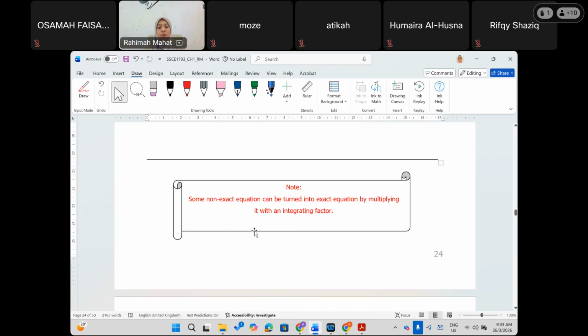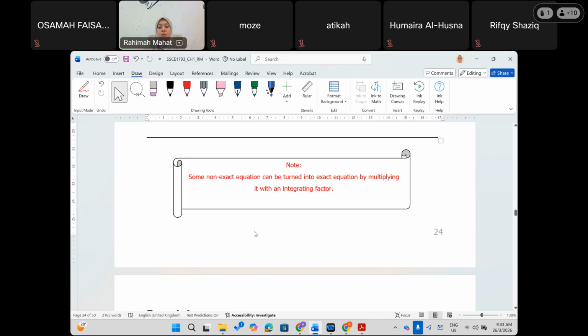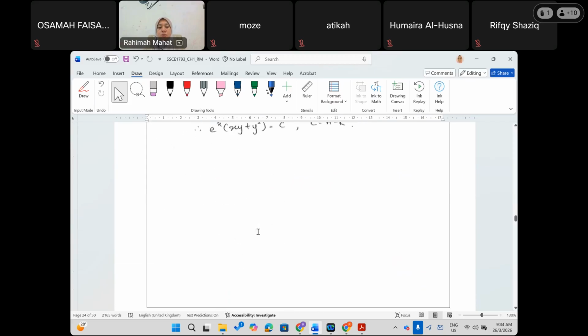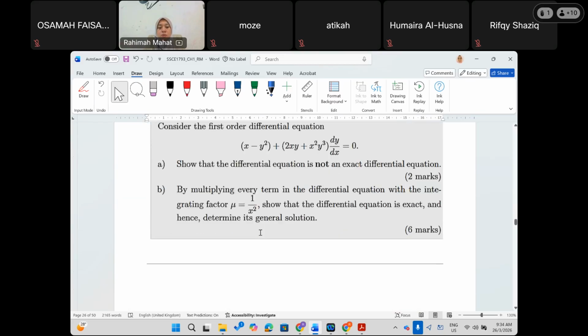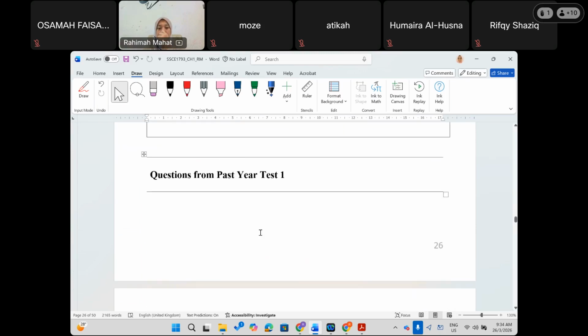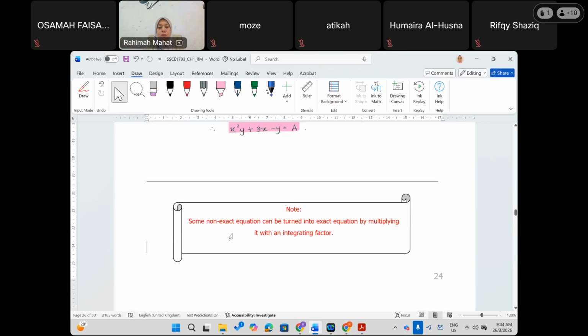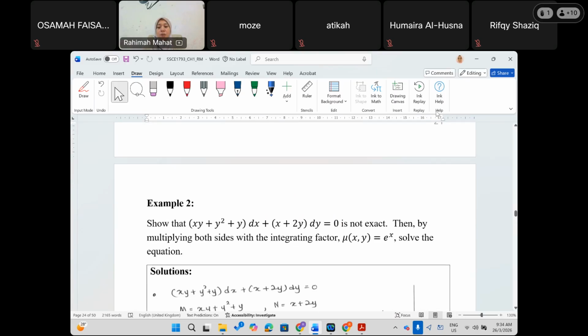Okay, some non-exact equations can be turned into exact equations by multiplying with an integrating factor. This one, the integrating factor. Okay, we will finish the last example here. Some non-exact equations can be turned into exact equations by multiplying with an integrating factor. What is the integrating factor?